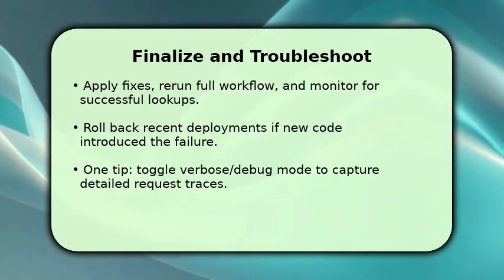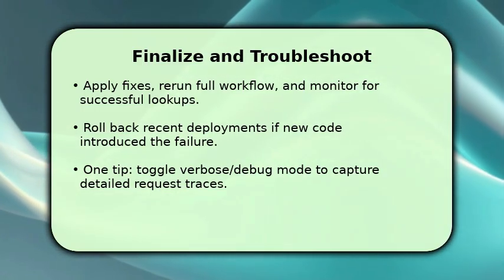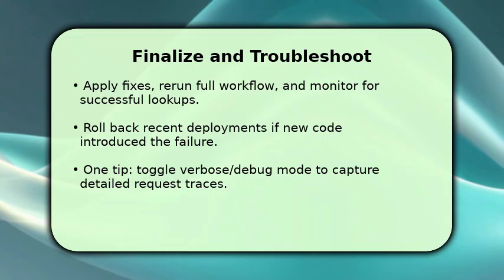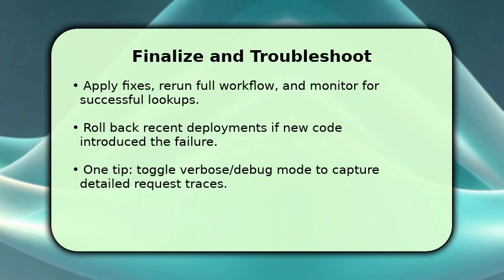As a key troubleshooting tip, enable verbose or debug logging temporarily to capture full request and response traces. These traces often reveal header mismatches, token issues, or internal routing problems that are otherwise invisible.